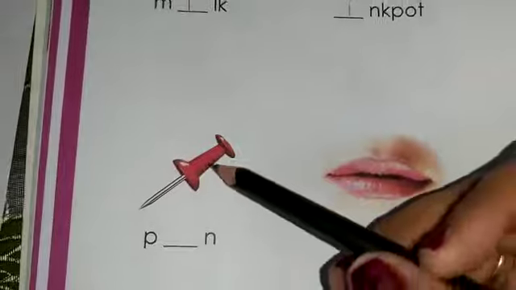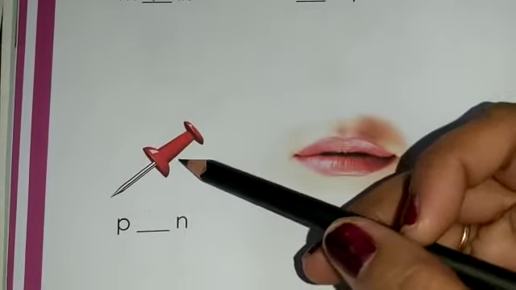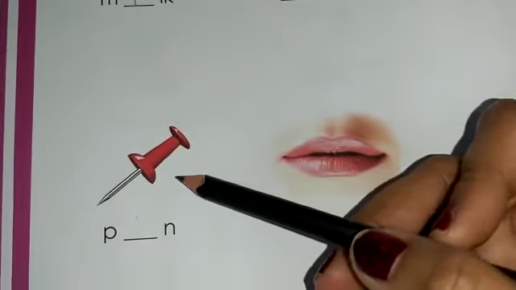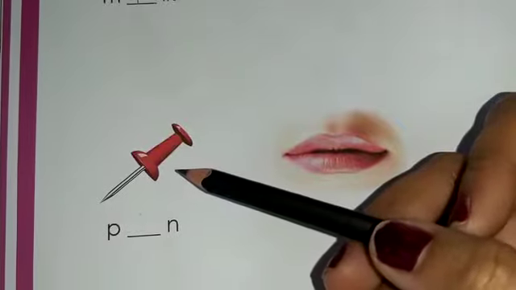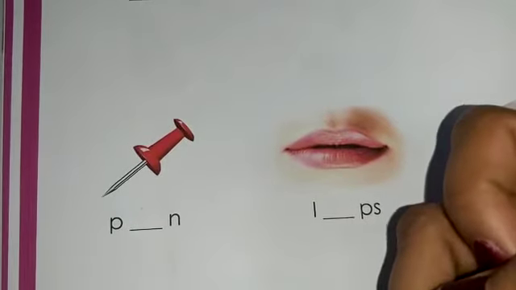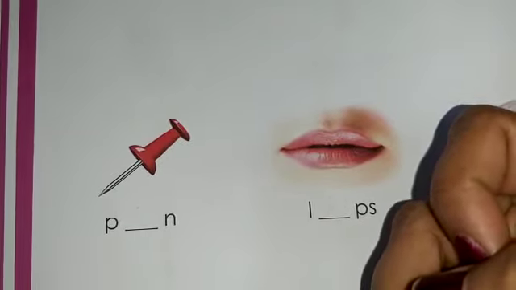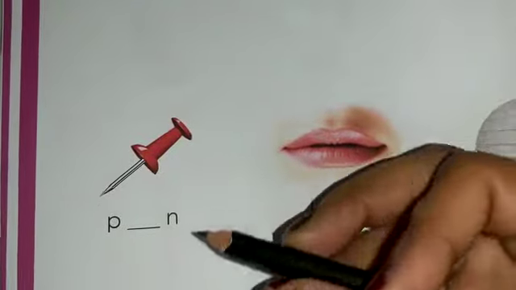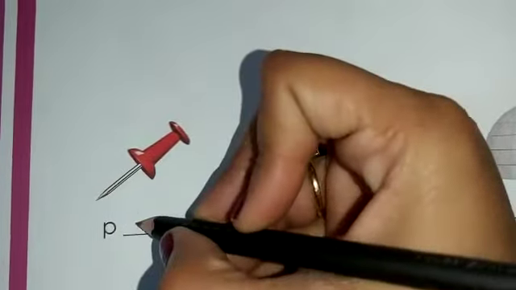Similarly, let's come up to the next picture and write down the missing vowel. Yes, this is a stationery item. This is a pin. P-I-N, pin. So what is the missing vowel over here? I. So let's write down I over here.